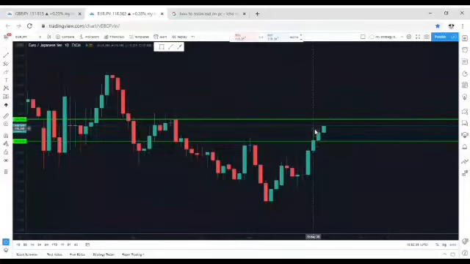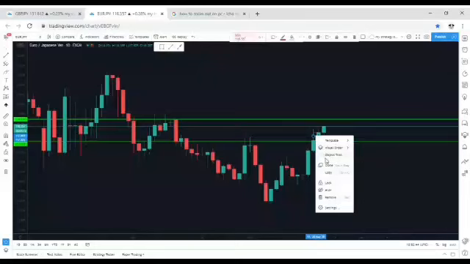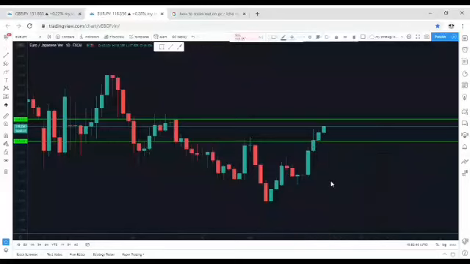Now, this Euro JPY, okay, now let's look at Euro JPY. Let me just delete these small zones. I'm coming, guys. I'm coming. Okay, now I'm back. Now look at Euro JPY.